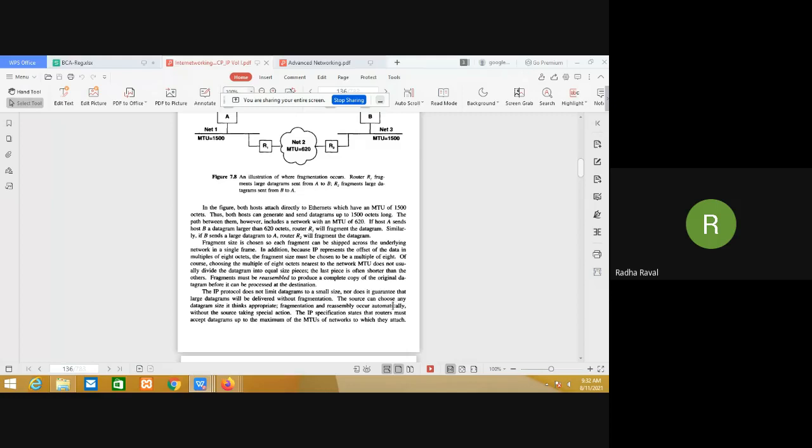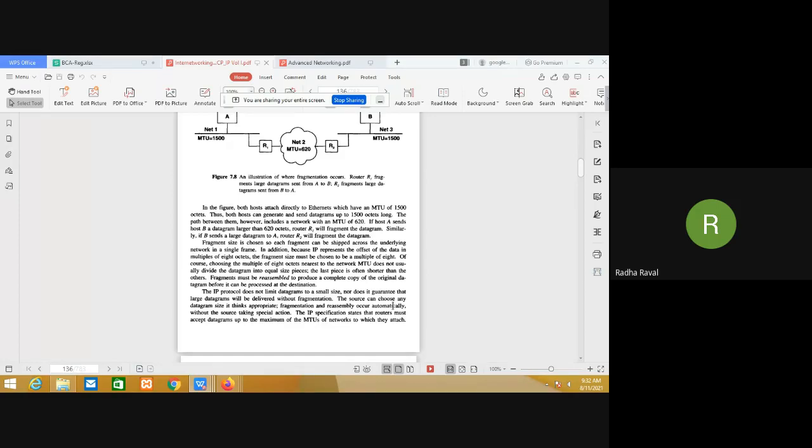Okay, it means it will not be cached in that fragmented form. So the IP protocol does not limit the datagram to a small size, nor does it guarantee that a large datagram will be delivered without fragmentation. The source can choose any size it thinks appropriate. Fragmentation and reassembly occur automatically without the source taking a special action. Here, your source does not have to think about all this stuff.